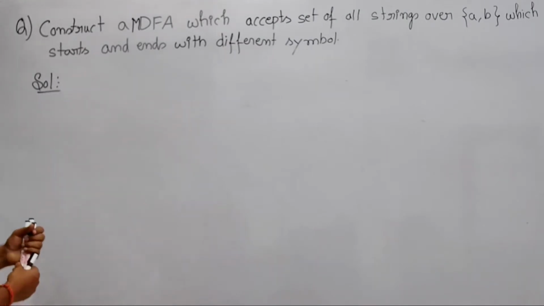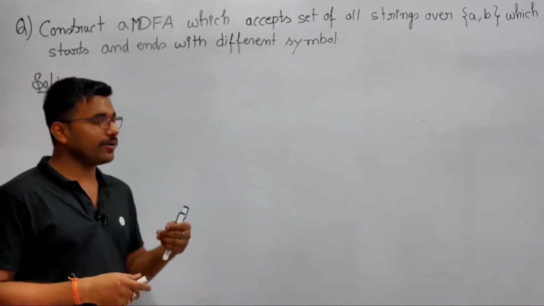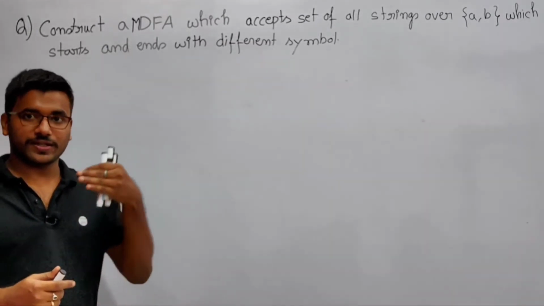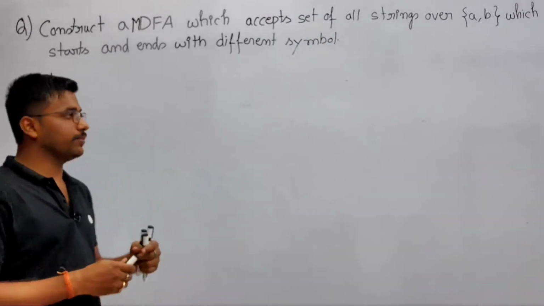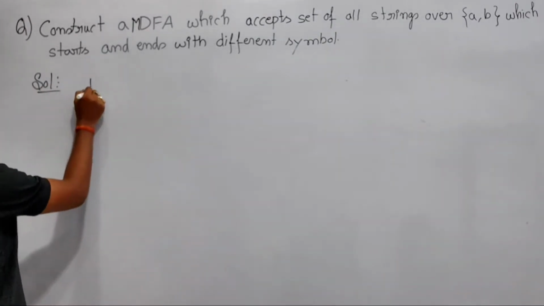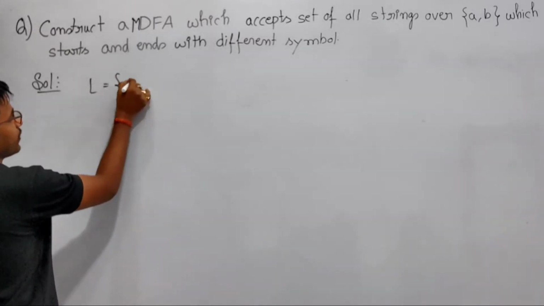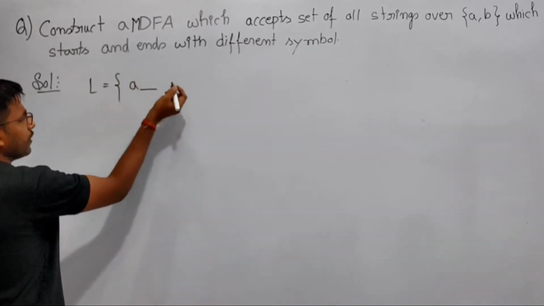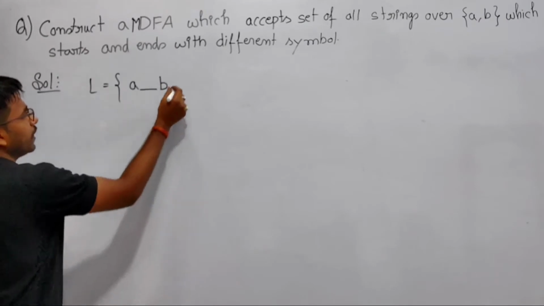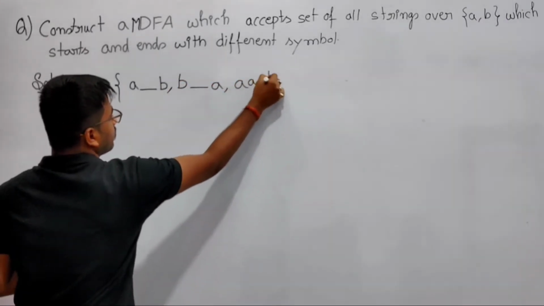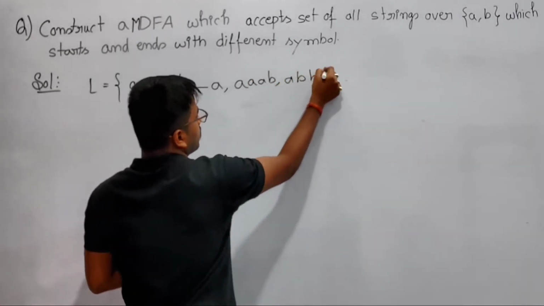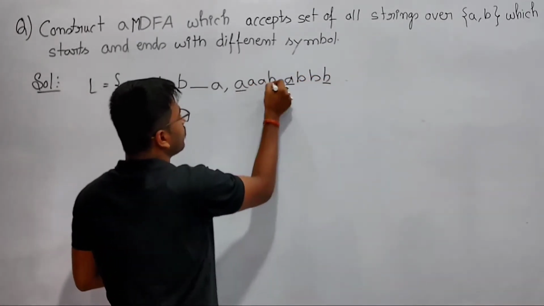Now see, construct a minimal DFA which accepts the set of all strings over {A, B} which start and end with different symbols. So it contains the set of all strings. If it is starting with A, then it ends with B. If it is starting with B, then it should end with A. Means it starts and ends with different symbols. If you get A, then in between you can have anything, but it should end with B. But if it is starting with B, it should end with A, like this: A, B, A, B, B, B, B. It starts and ends with different symbols.